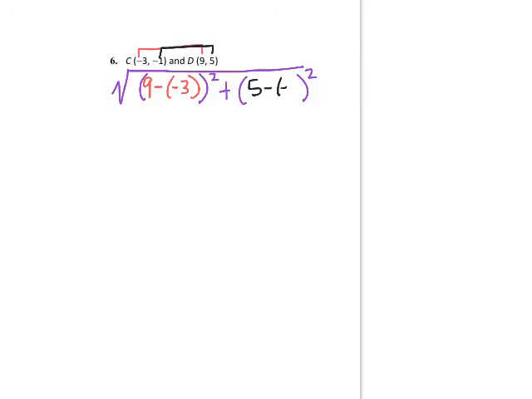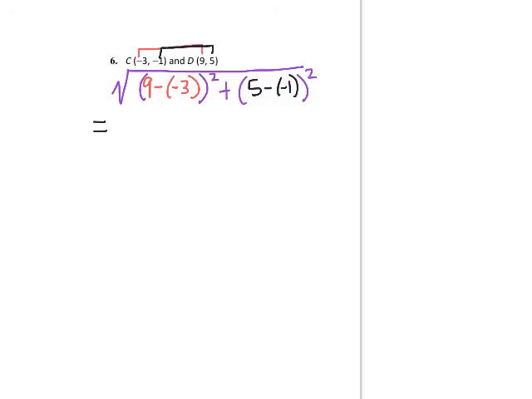When I set up my problem, I'm going to make this really long square root symbol. I'm going to have my x values inside of there, my y values inside of there, and I do see that I have a negative x and a negative y. So let's get started here. We have 9 and negative 3. Those are my 2 x values. When I have a double negative like that, it's going to turn into a positive. And then I have my y values, so 5 and a negative 1. So don't forget, we're still going to subtract even though there's a negative sign.